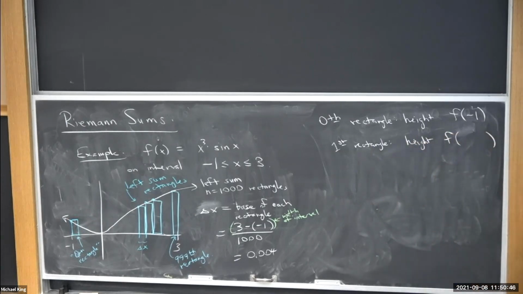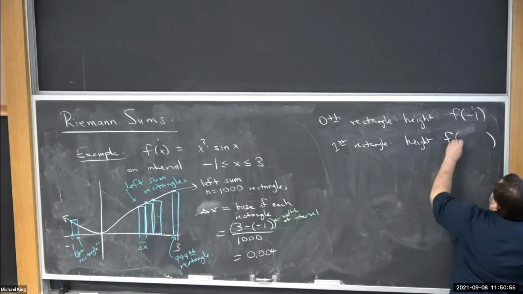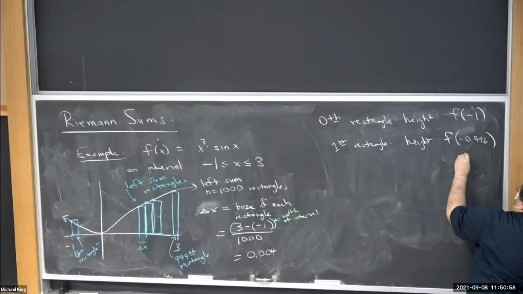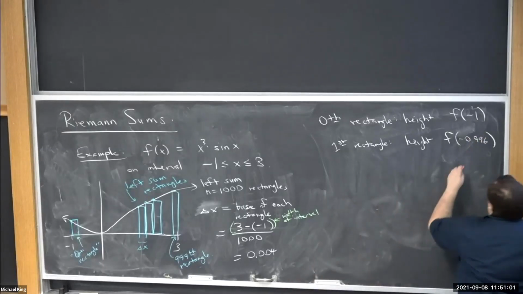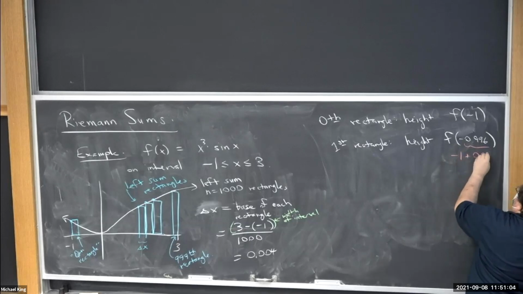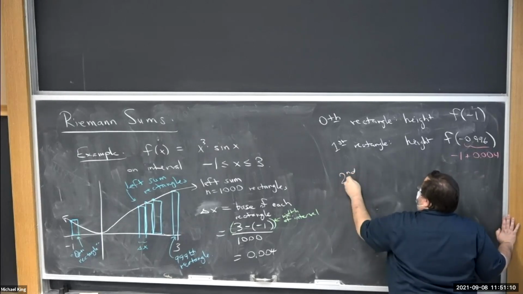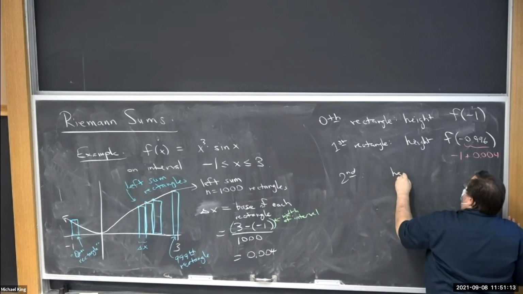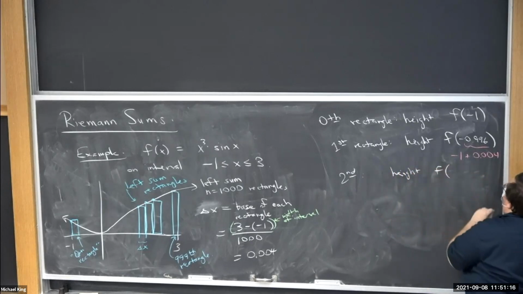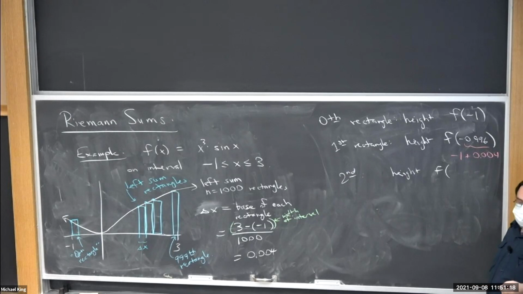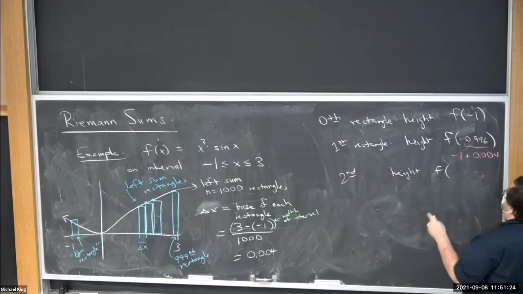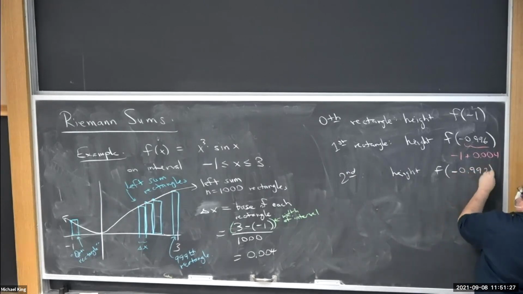Someone tell me. Yeah, negative 0.996, because I would have just moved over 0.004. This number is -1 plus 0.004. And then the second rectangle. So there's a pattern here, right? The height is, what's the next one going to be? Someone else say it. Negative 0.992, and so on, right?